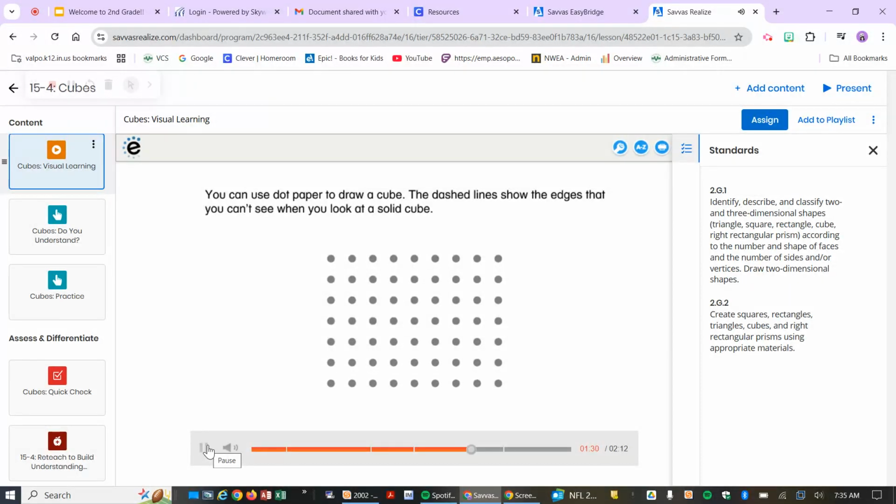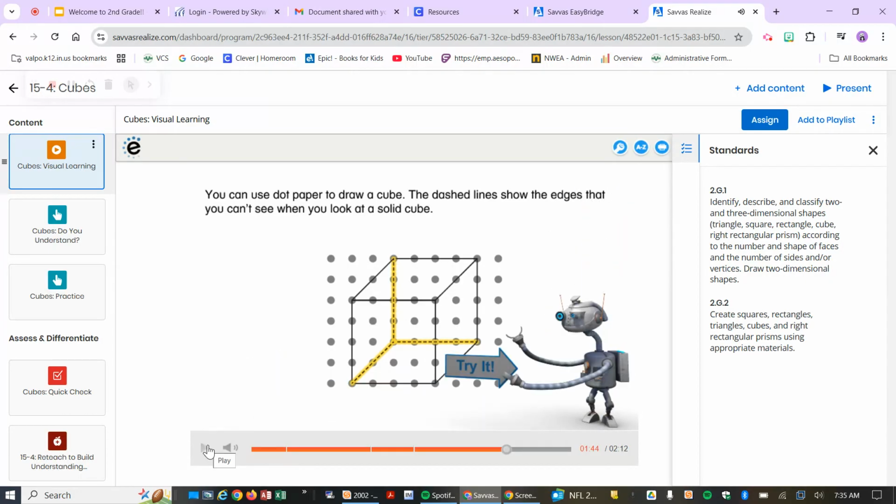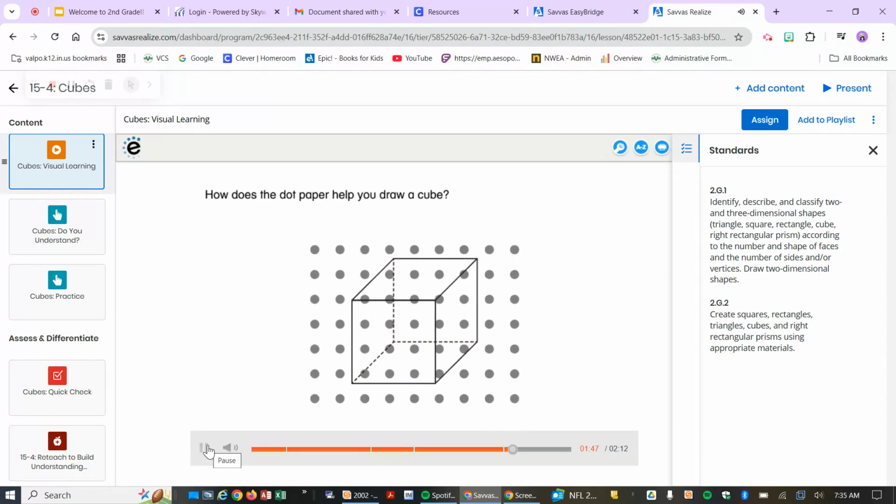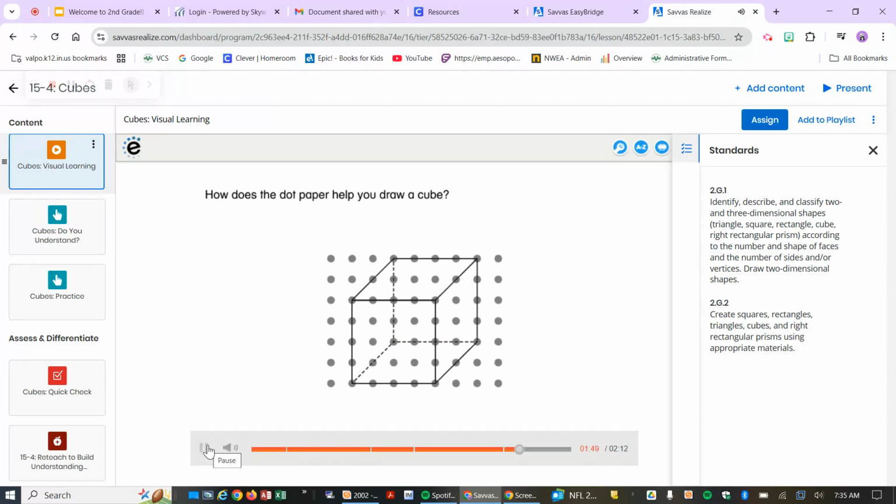You can use dot paper to draw a cube. The dashed lines show the edges that you can't see when you look at a solid cube. How does the dot paper help you draw a cube? The dot paper helps you to draw straight lines, and it helps to draw lines in the right direction.